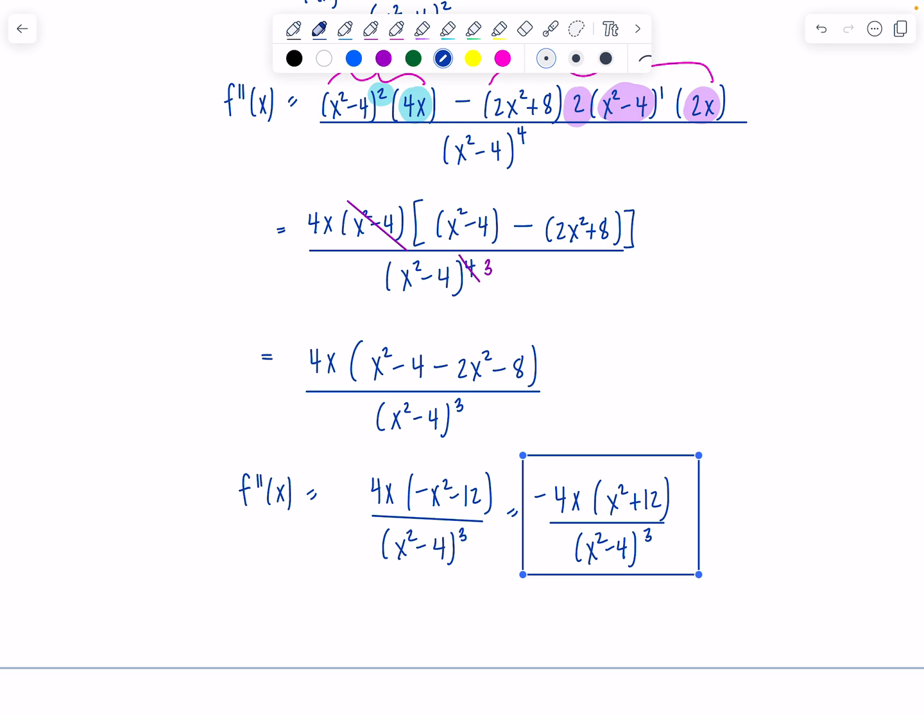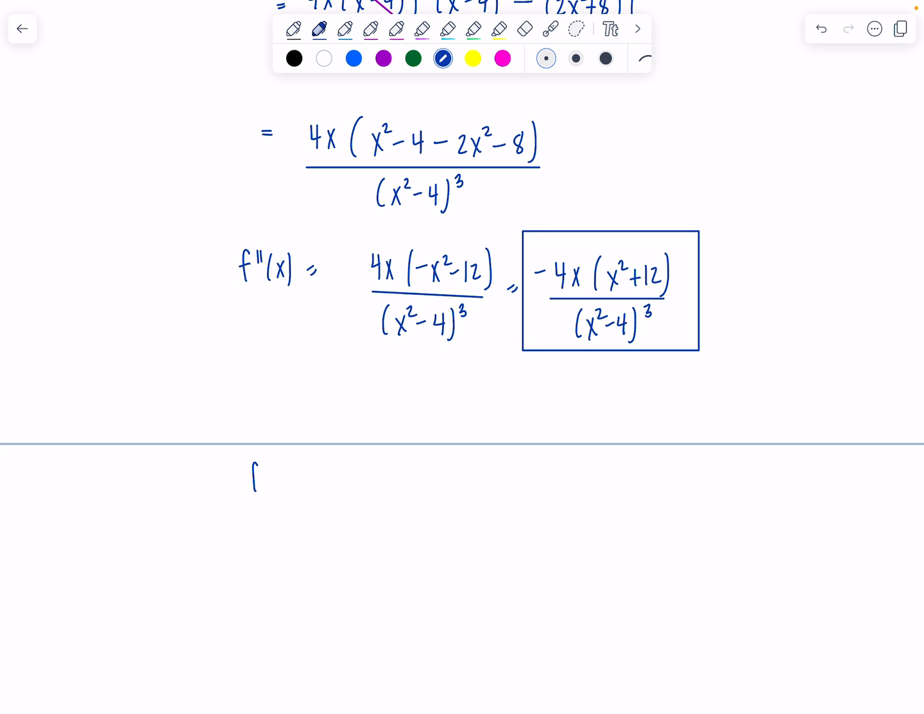Okay, did you make it? Hang in there. So now we're going to see where the second derivative is 0 and where it doesn't exist. So f double prime of x equals 0. F double prime of x doesn't exist. It's 0 when the numerator is 0. So either negative 4x is 0 or x squared plus 12 is 0. Negative 4x is 0. That just means x is 0. X squared plus 12 is 0. That means x squared is negative 12. No, that's not possible amongst the real numbers.